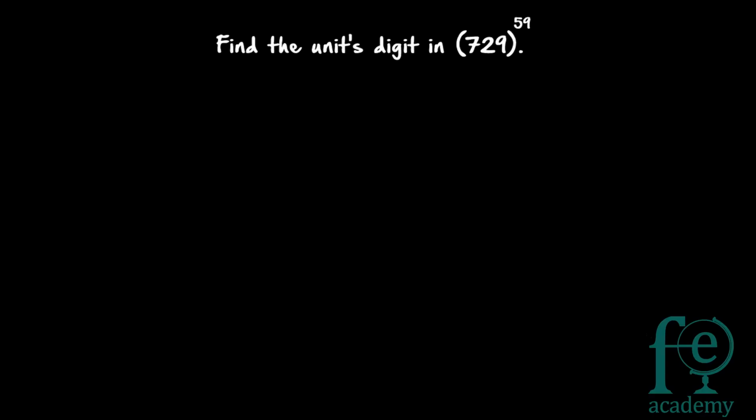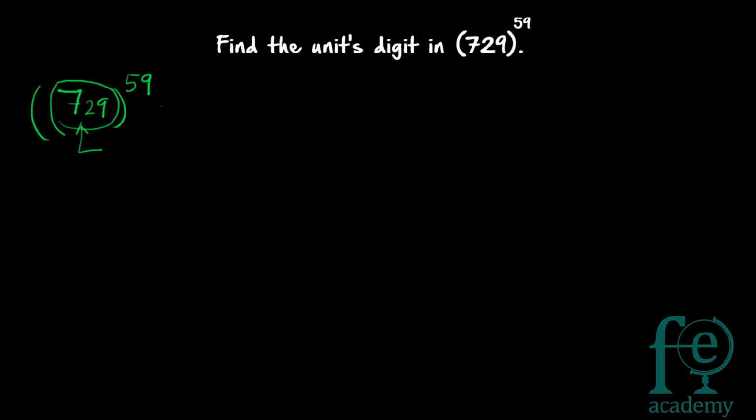So today's question is, find the units digit in 729 raised to 59. So what is the given question? You have to find out what is the unit digit in 729 raised to 59. Now I am going to discuss a very important shortcut for doing these kinds of problems. Whenever the power of an odd number comes, here 729 raised to 59, the power is 59 and the base number is 729.